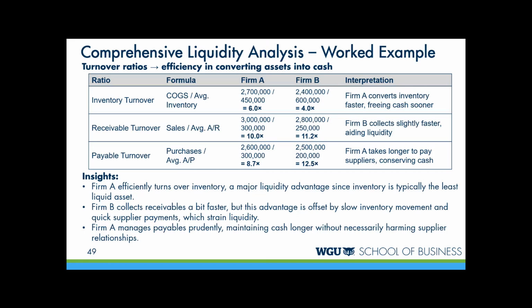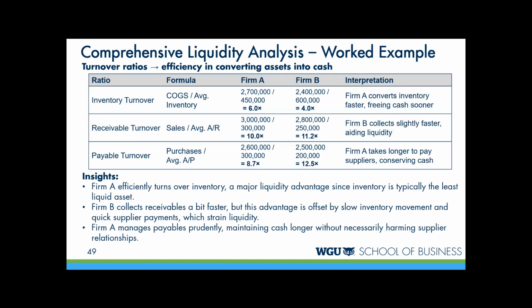Next, our accounts payable turnover, which is our purchases divided by our average accounts payable. Firm A is only turning over its payables 8.7 times a year, whereas firm B is turning over 12.5 times a year. So firm A is taking longer to pay its suppliers and conserving cash, but they need to make sure they're not putting any vendor relationships in peril.